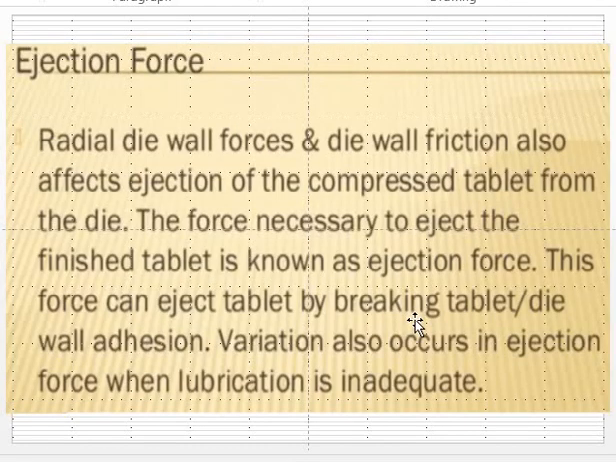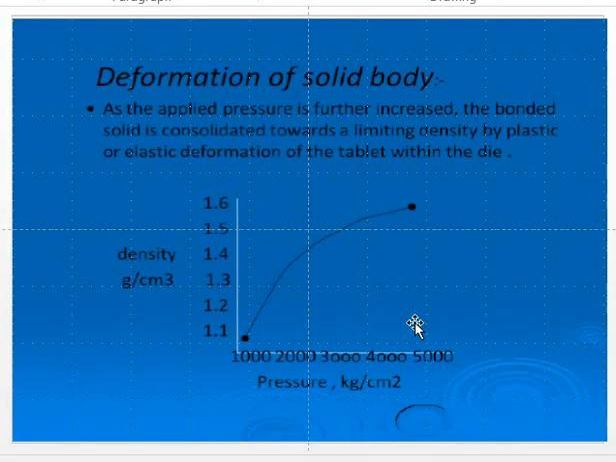Then lastly, the ejection force. The radial die wall force and die wall friction also affect the ejection of the compressed tablet from the die. The force necessary to eject the finished tablet is known as the ejection force. This force can eject the tablet by breaking the tablet or die wall adhesion. Variation also causes ejection force when lubrication is inadequate. So this is the deformation of the material, or the complete preparation of the tablet.